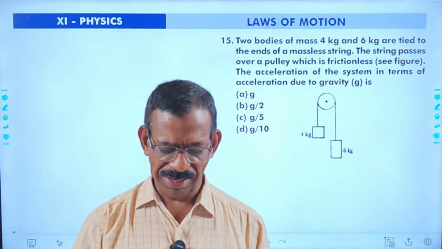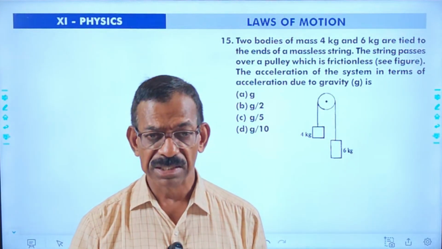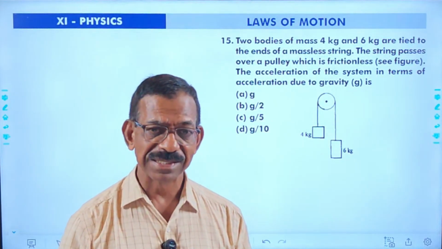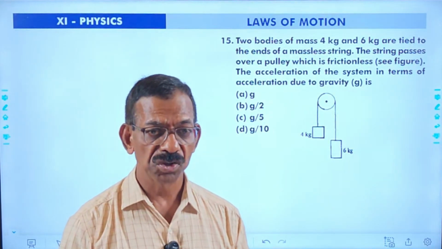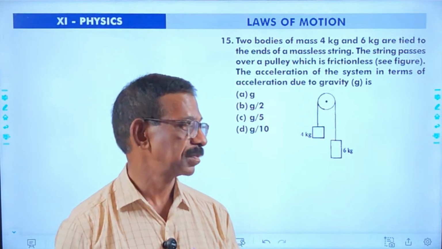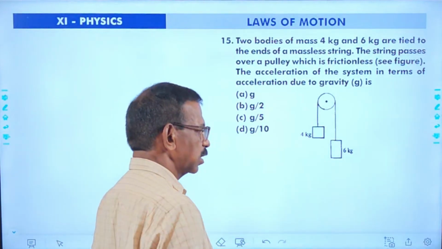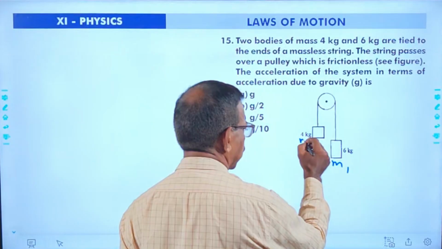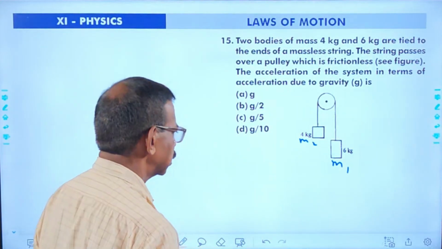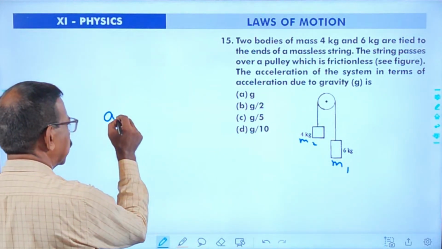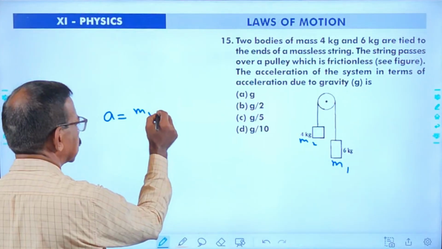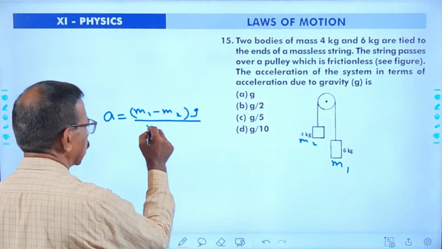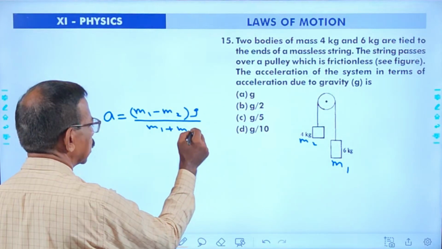Now there is question number 15. Two bodies have masses 4 kilogram and 6 kilogram. This type of motion is called vertical motion of a connected system. I may call this M1 and this M2. Then the acceleration is given by a equals M1 minus M2 into g by M1 plus M2.